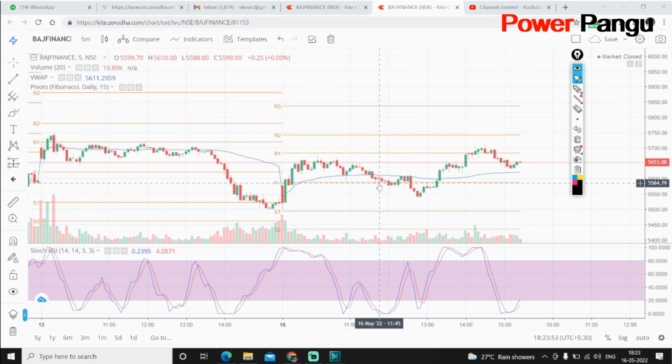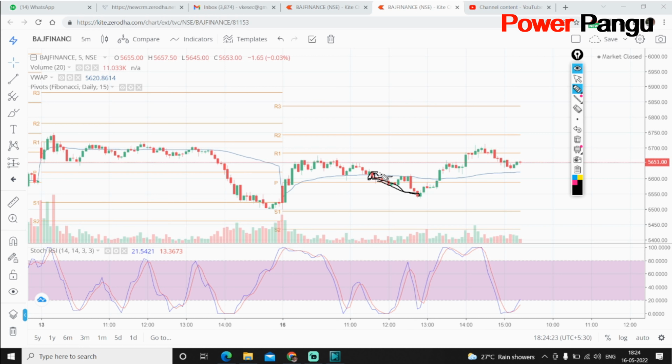So now here if you see, it had closed below the VWAP exactly at 11:35, and there is still a sell signal in the stochastic RSI also. See, the blue line is still below the red line and there is still a sell signal. So I will go short here at the close of this candle, and you can calculate that this is the risk, the high to low of this candle, and the reward will be two times that.